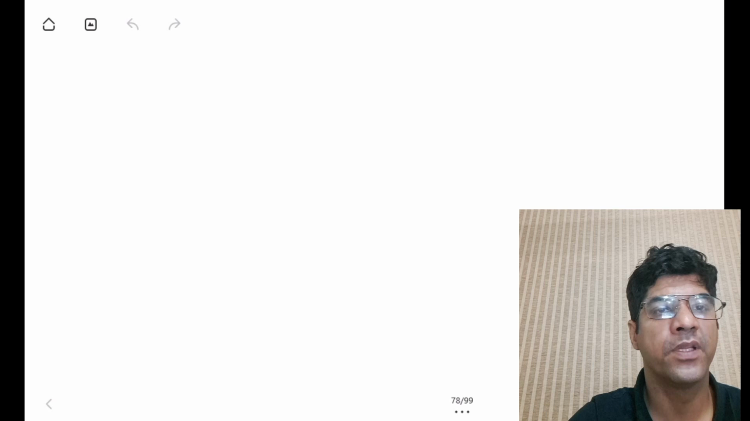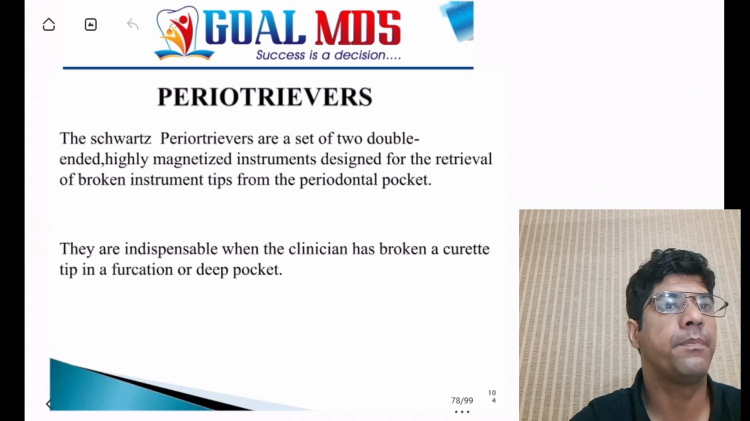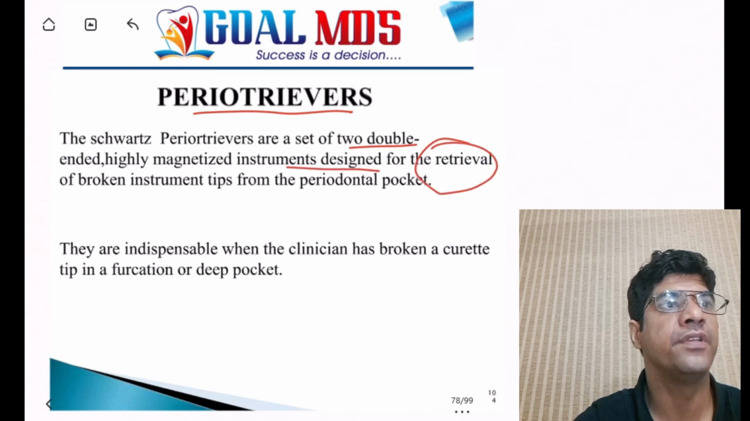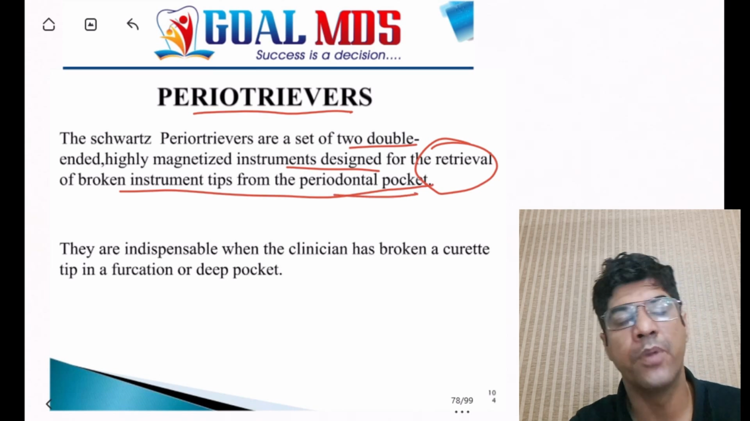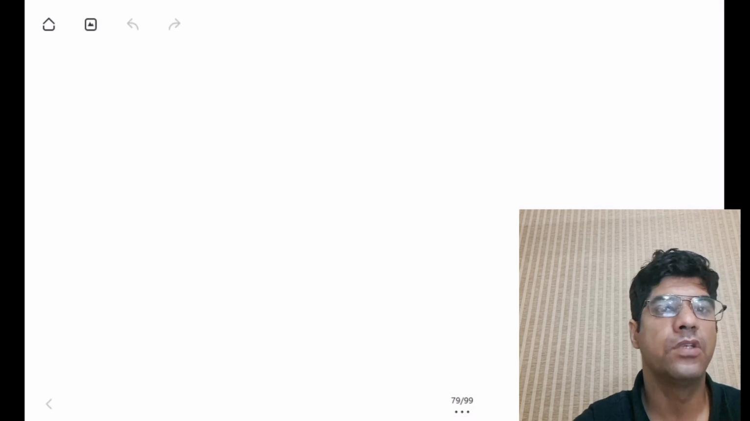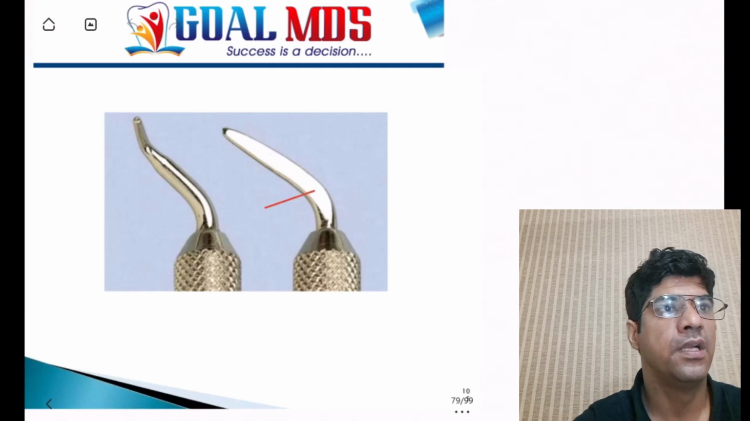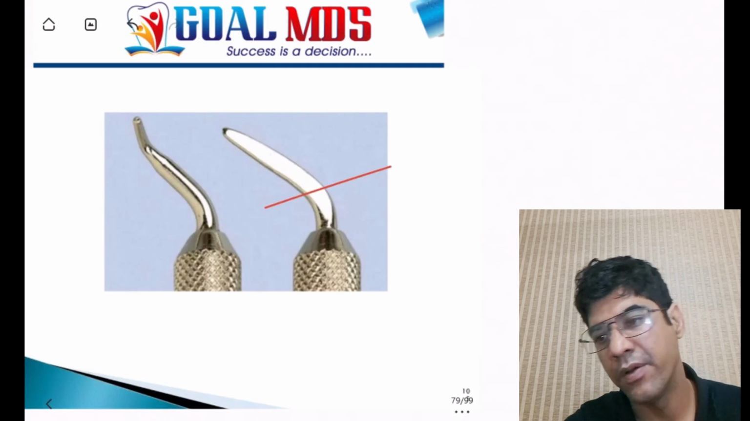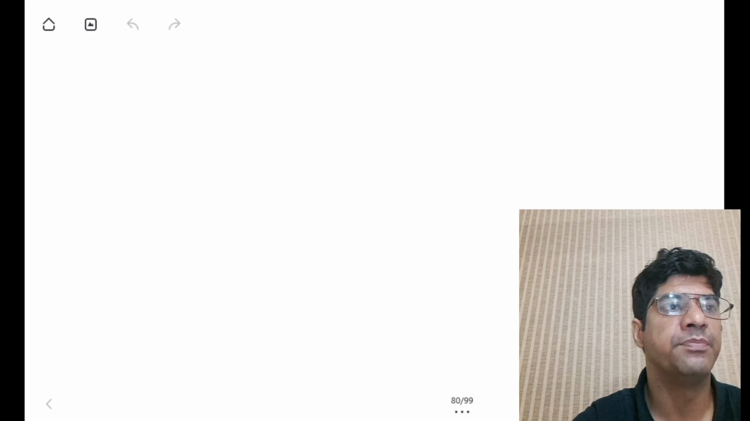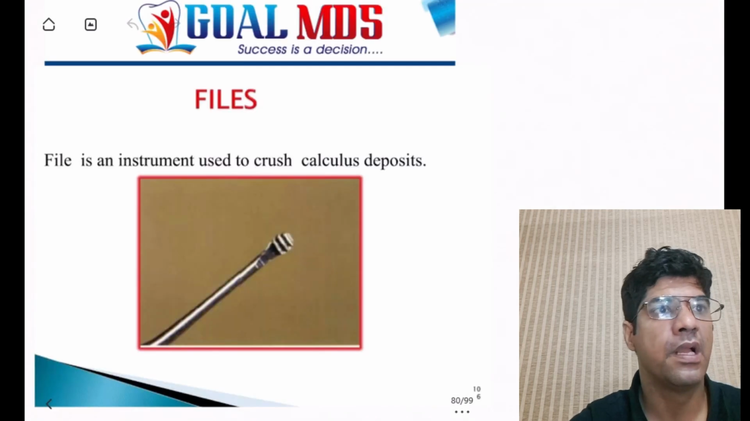Plastic instruments for the implants have already been discussed. Perio retrievers, very important. The short perio retrievers are double-ended, highly magnetized instruments used for the retrieval of broken instrument tips from the periodontal pocket. So that's the function of perio retrievers. This image question was asked in your AIIMS entrance exam: identify the instruments. The example is, this one is the Schwartz perio retriever.